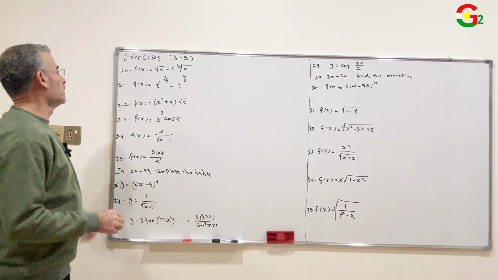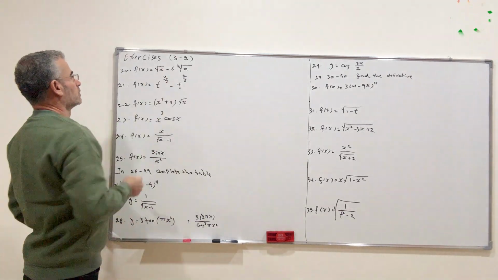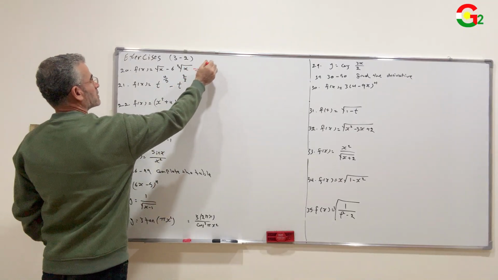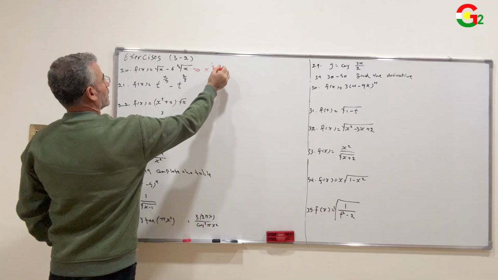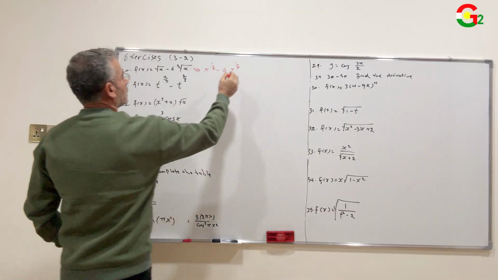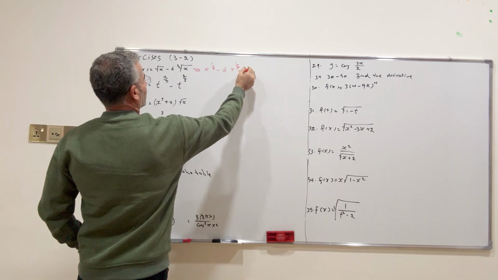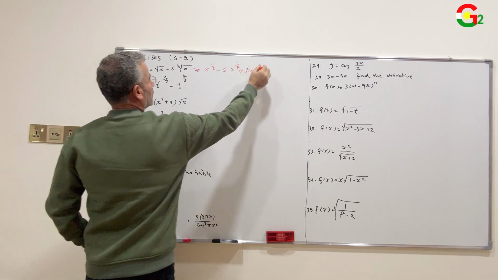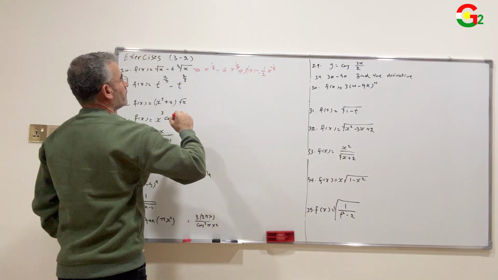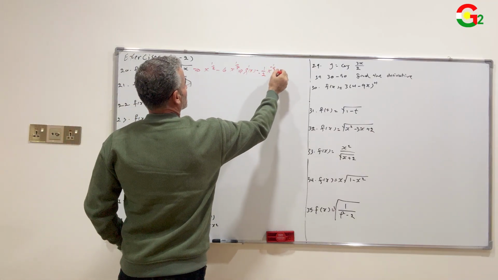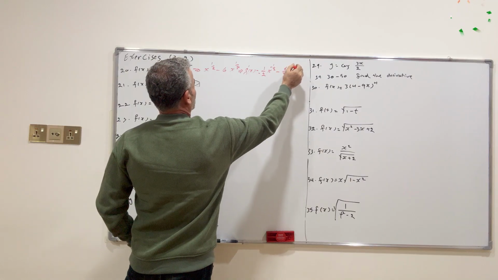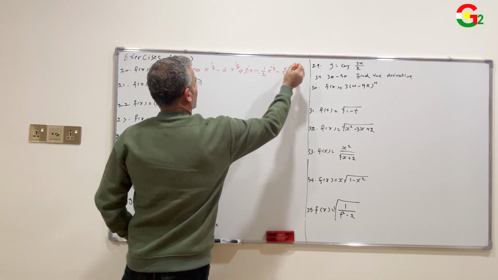Question number 20. f of x equals square root x minus 6 cube root of x. Rewrite this function as x to the 1 half minus 6x to the 1/3. Then find the derivative: f prime of x equals half x to the negative half minus 6 over 3 x to the negative 2 over 3.